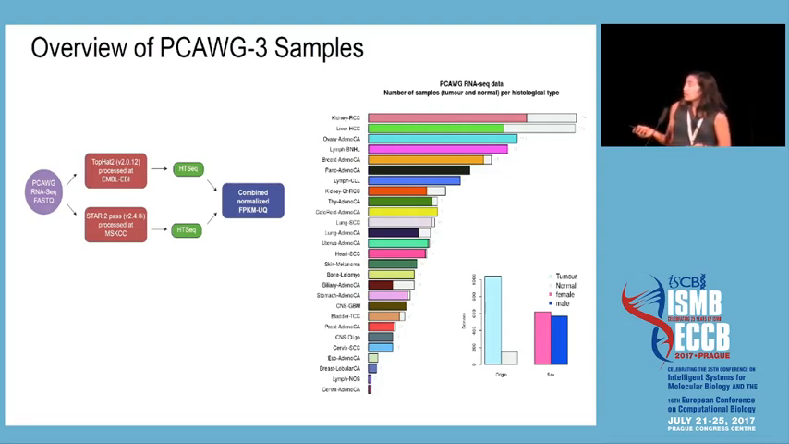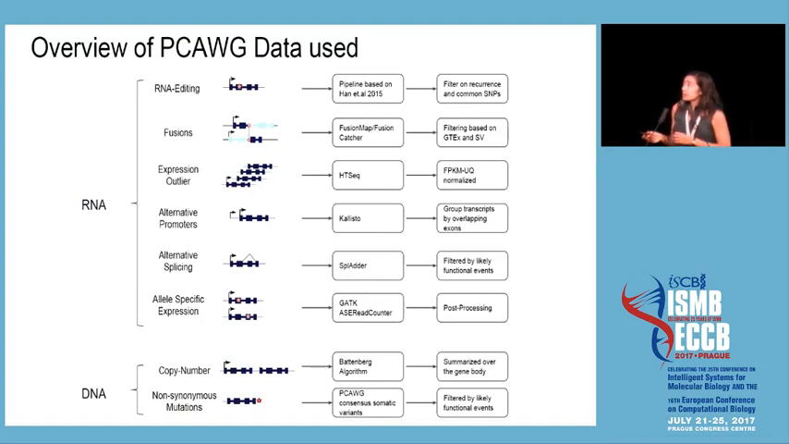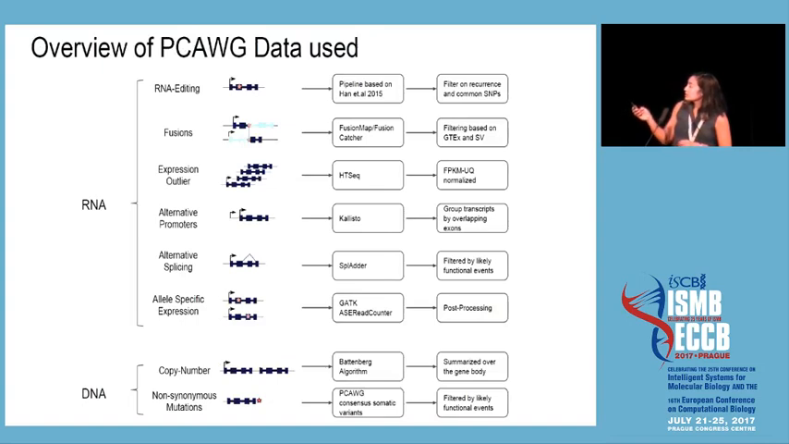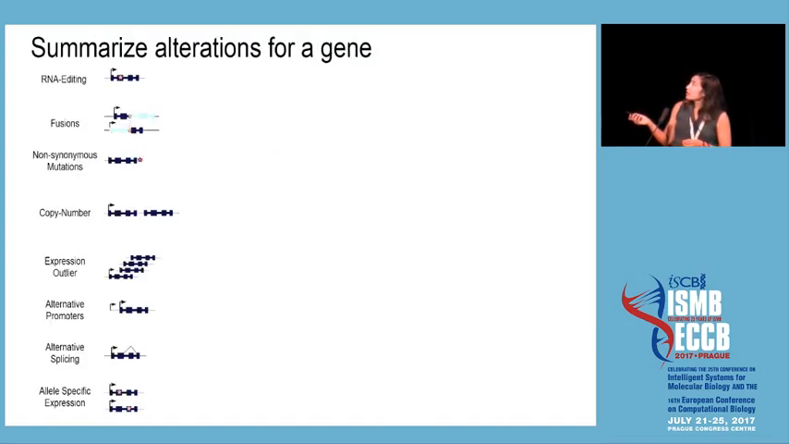To get more specific about the data that we're going to look at, we have 6 different RNA level aberrations and 2 different DNA level aberrations. Each one of these types of aberrations was done by a group that we are collaborating with through PCAWG. In order for us to integrate all of these different data types, we have to first realize that they're not all on the gene level.